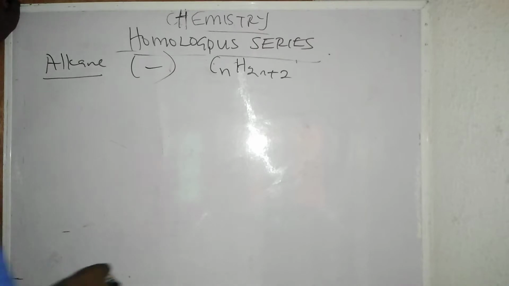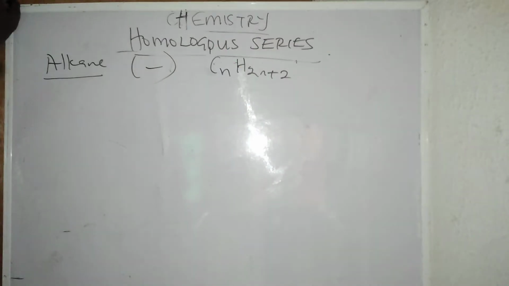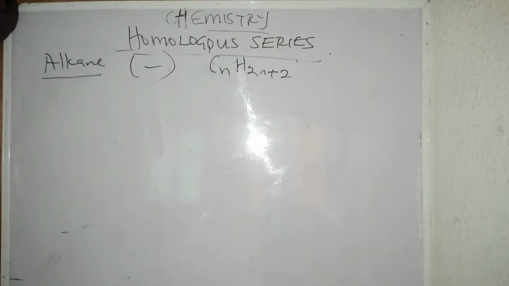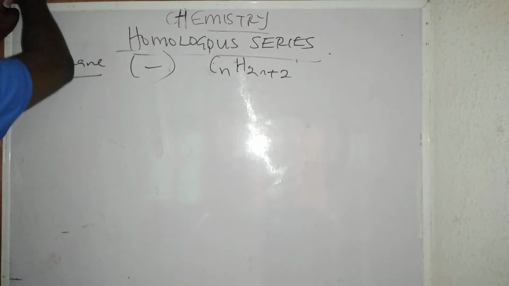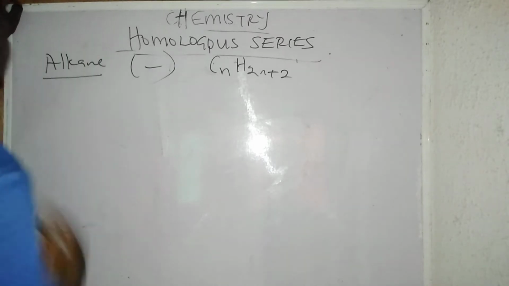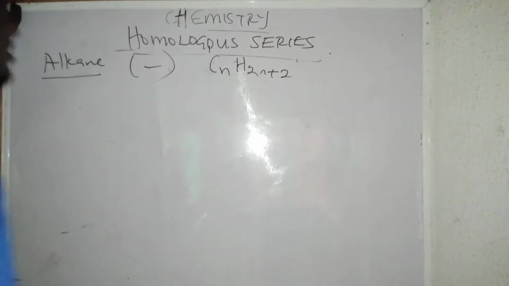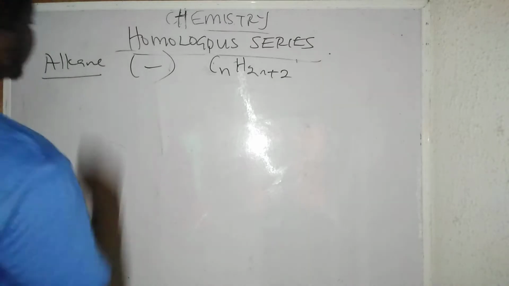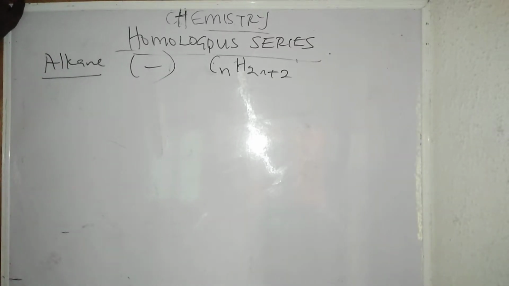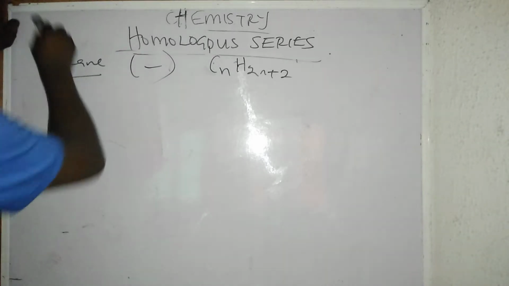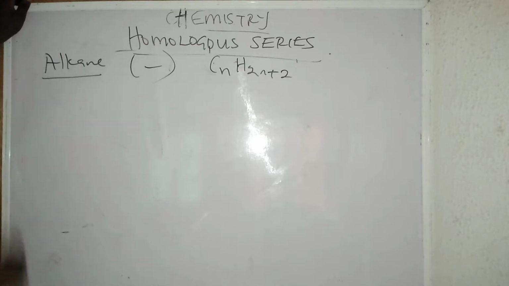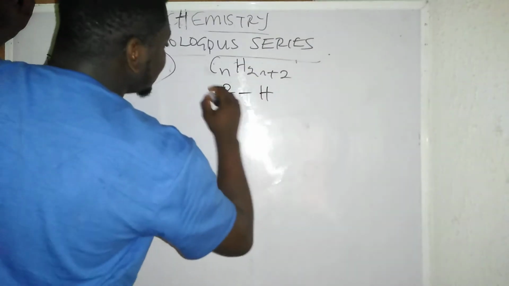And the functional group is this single bond. That leads us to what a functional group is. A functional group is an atom or a group of atoms that determines the chemical characteristics of an organic compound. It could be an atom, it could be oxygen, it could be nitrogen, like we have in amides and in nitriles. So the functional group of alkane is the single bond, and the formula for the alkane family is CnH2n+2.